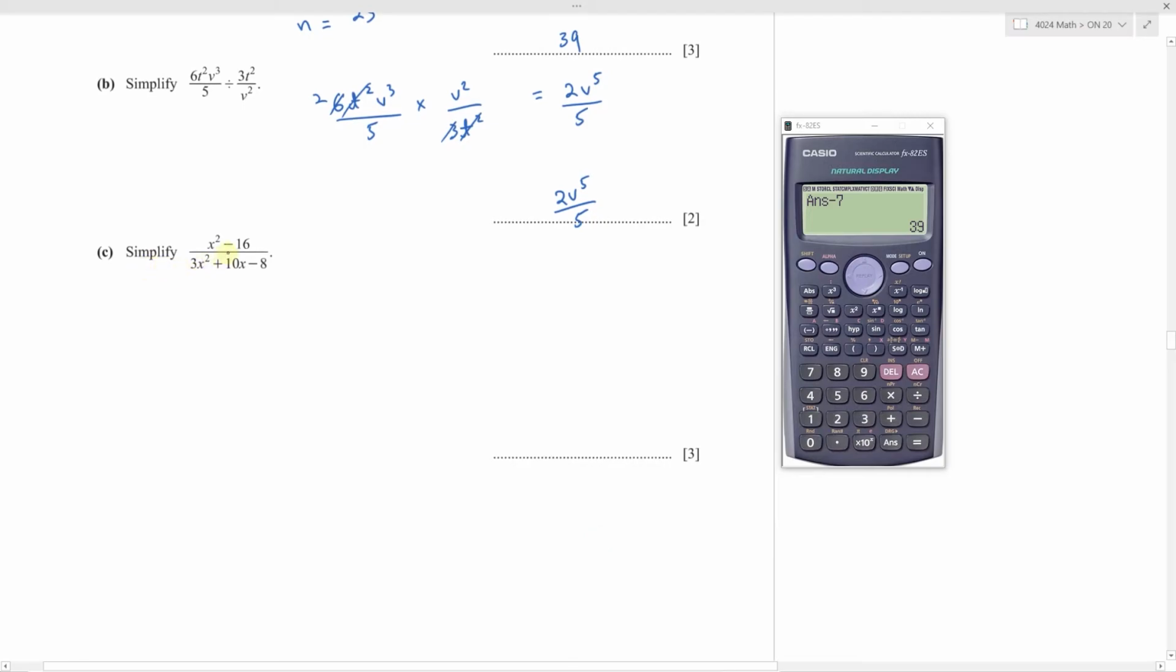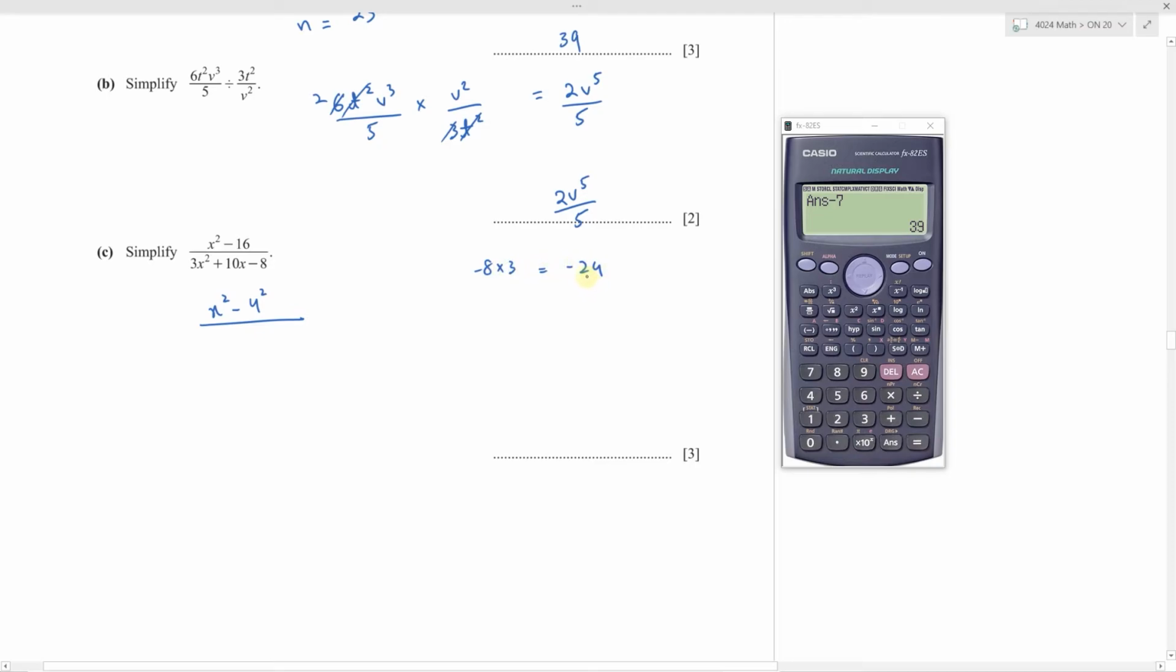Part C is simplify this expression. So I can factorize in the numerator as well as in the denominator. In the numerator, I can write this as x square minus 16, which is 4 square. In the denominator, I can factorize as well. So minus 8 multiplied by 3, which is minus 24.